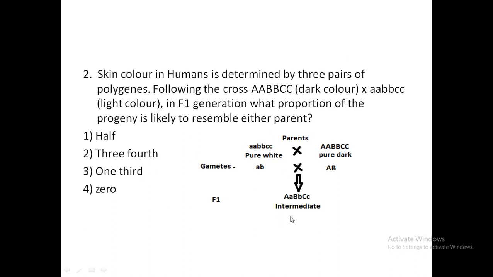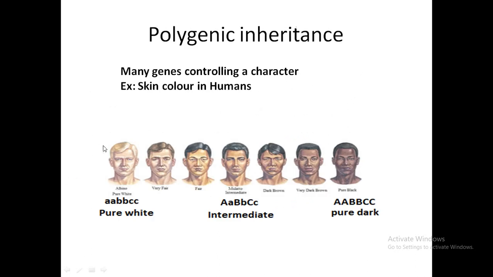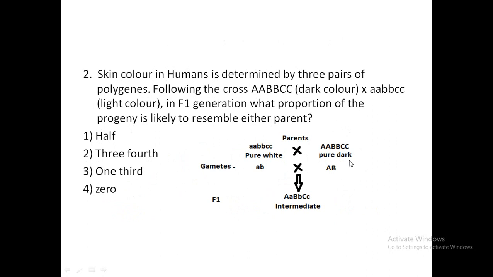In F1 generation, all the children will have intermediate phenotypes, because all the genes are heterozygous. All 3 pairs of alleles are heterozygous. So here the answer is 0. Here you can see this is the intermediate phenotype, and these two are the parents. Does this fellow look like him or him? No, he doesn't look like either of them. Hence, the answer is 0.